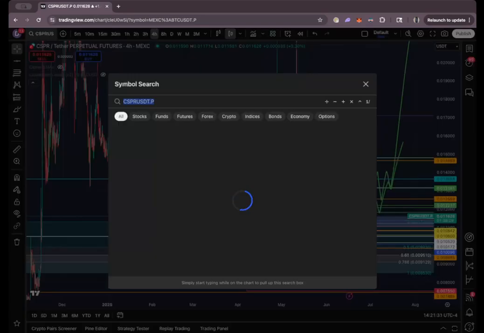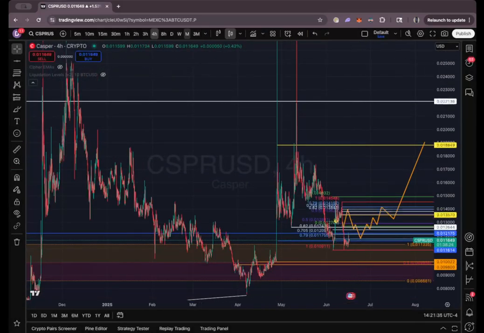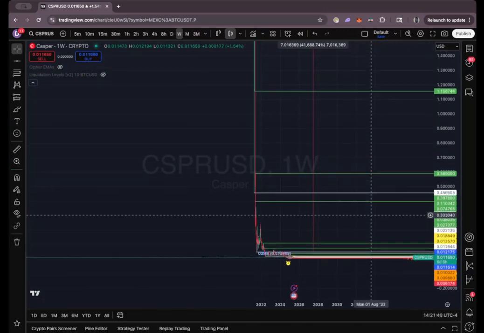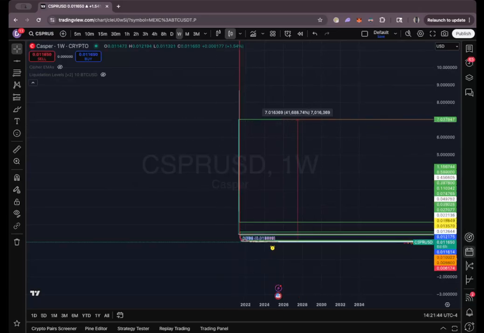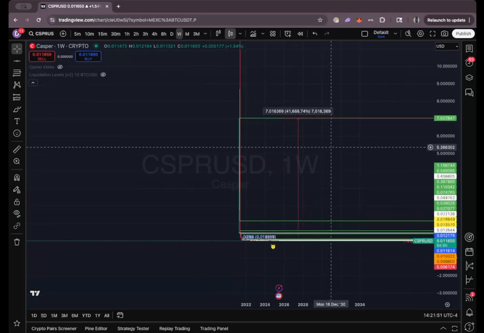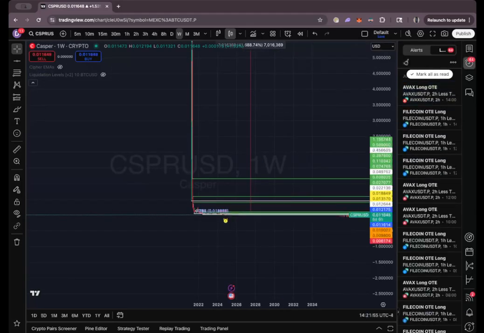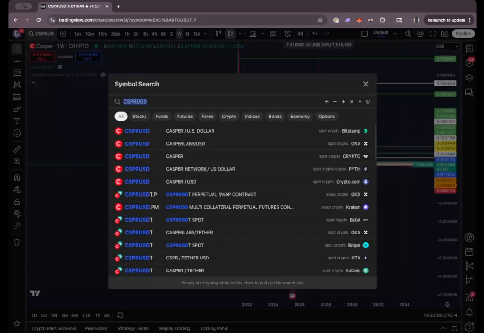And let me rephrase this. Casper, spot chart. I'll zoom out for you guys. On the weekly, we got a 41,000% move to its previous range balance on the weekly. It is 1 cent right now, and its balance on the weekly is $7. That's 41,000%. So hopefully you guys are keeping your eyes peeled and are not sleeping on this. But that's a good one. So yes, I'm excited. I could just keep going on this forever.